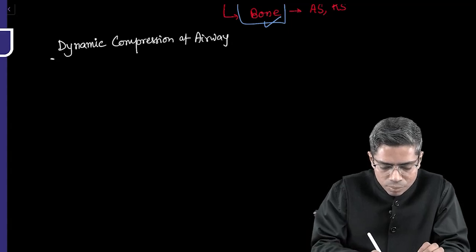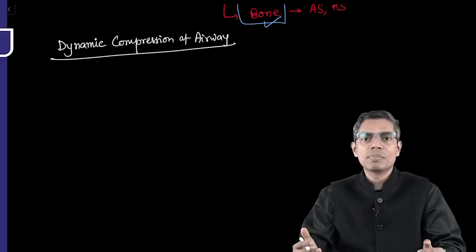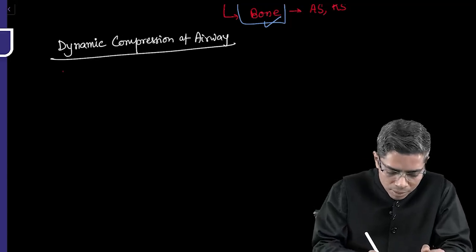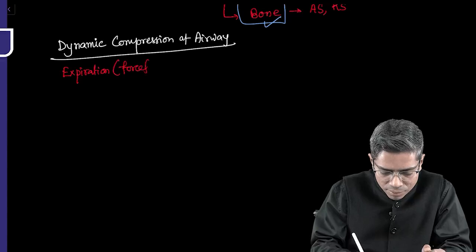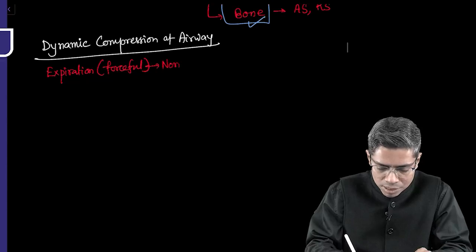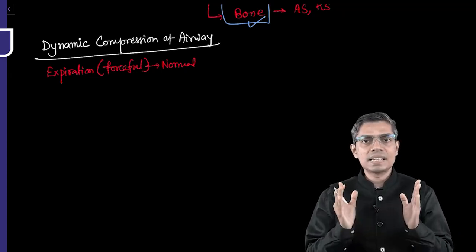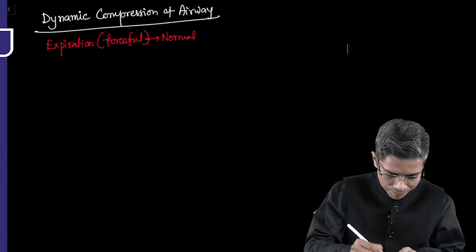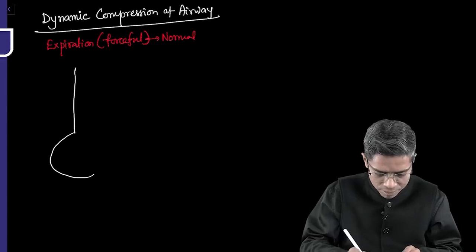This is a normal phenomenon which happens in a normal lung also, when the person is doing a forceful expiration. So suppose one normal person is doing a forceful expiration, what is happening inside his lung, that we are going to discuss. So this is an alveolus. I am drawing. The subject has taken a deep inspiration.